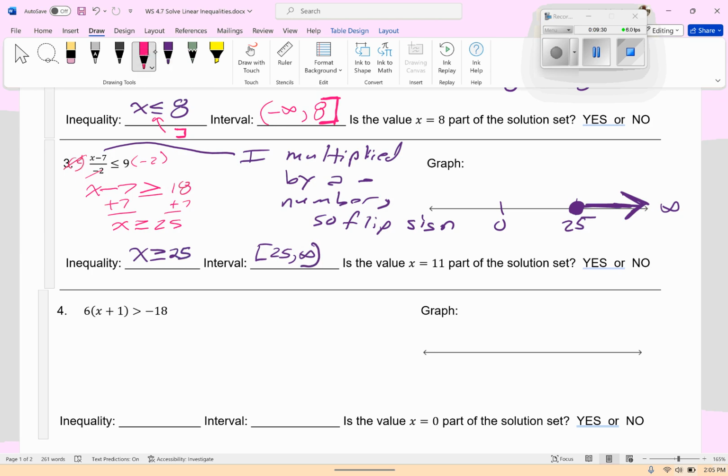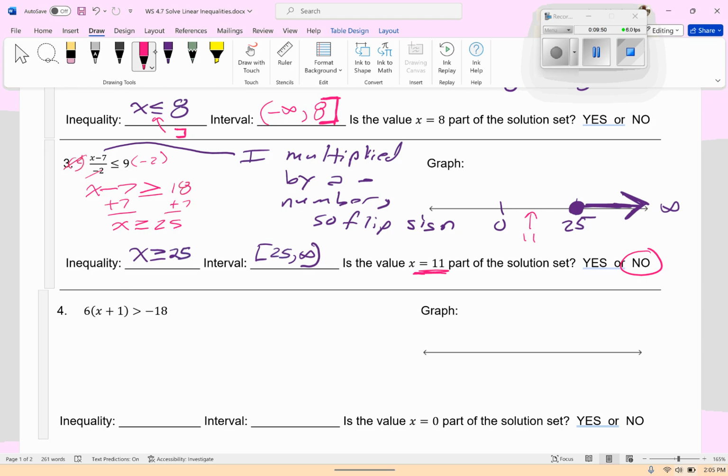And then they say, hey, is 11 part of the solution? Well, here's 11, right? Is 11 shaded? No. So it's not part of the solution. That's how you go through it. Okay, anything else you want to take a gander at?